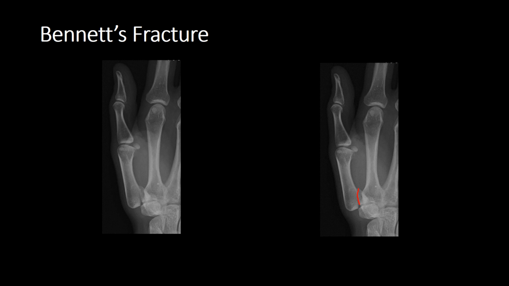subluxation or that dislocation. But if you look at the articular surface of both sides of the fracture line, you can see that there isn't much displacement. So in this particular instance, we would just say that there's only slight displacement rather than a subluxation, and it certainly isn't dislocated.